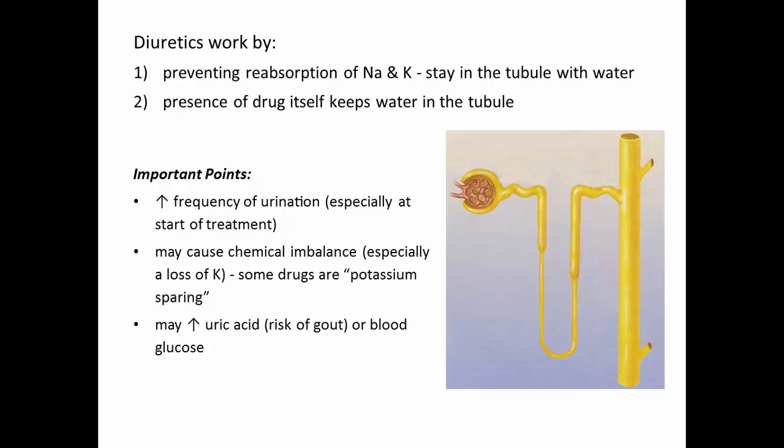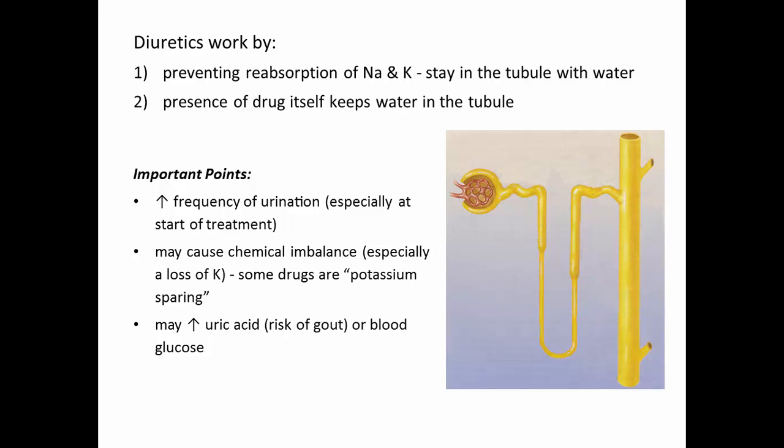These drugs, of course, are going to cause somebody to have to urinate more frequently. So especially at the start of the treatment, a person may feel like they have to go to the bathroom a lot more often. The drugs that work on sodium and potassium can have a side effect in causing chemical imbalances. So, for example, if we end up keeping a lot of potassium in the tubule, then we may lose potassium in the blood, and that may cause some side effects.